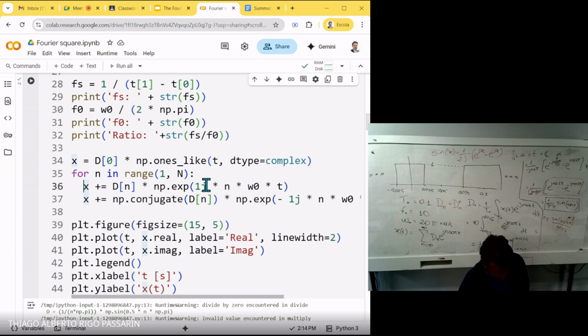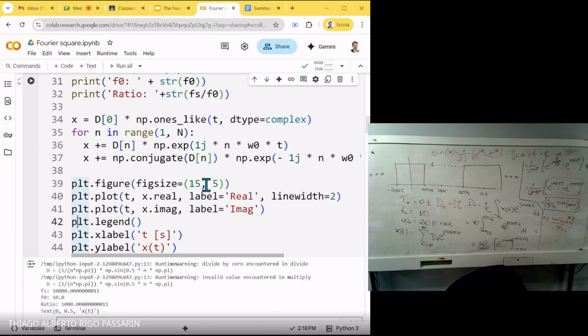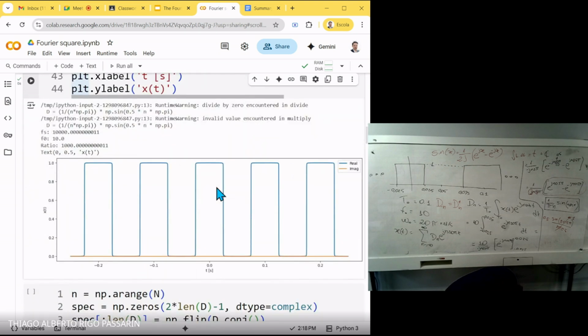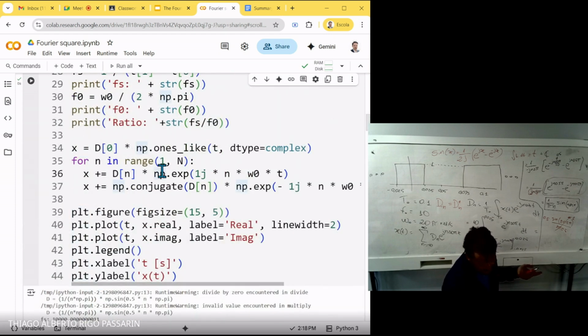So I do this for n1, n minus 1, n2, n minus 2. So I do it from minus 1,000 to 1,000. And the result is here. I'm just plotting the function. Notice that I didn't provide the values of the function for each instant of time. All I provided were the coefficients.